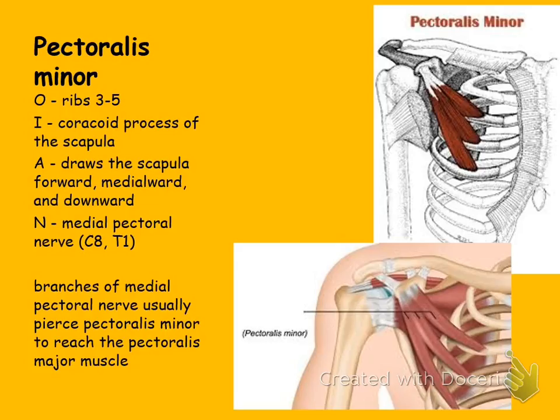If you go up and you find the coracoid, you can trace this muscle down towards the ribs, and sometimes it's tender. It becomes more of a tender area for a lot of people. It draws the scapula forward, medially rotates it, and downward. It's a stabilizing muscle more than anything.